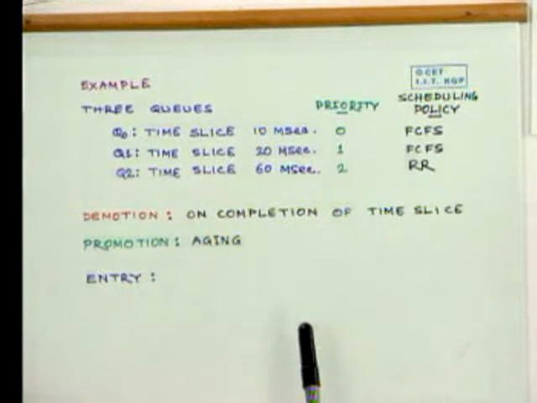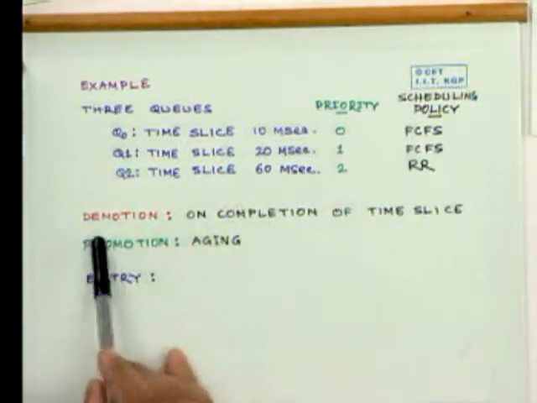Now, as an example, we have taken one case, with three queues, say Q0, Q1, and Q2. The time slices given to Q0, Q1, and Q2 are 10 milliseconds, 20 milliseconds, and 60 milliseconds. Priority is 0, 1, 2, respectively. This is the highest priority, and the scheduling policy for Q0 is first come, first served. For Q1 it is first come, first served, and for Q2 it is round robin.